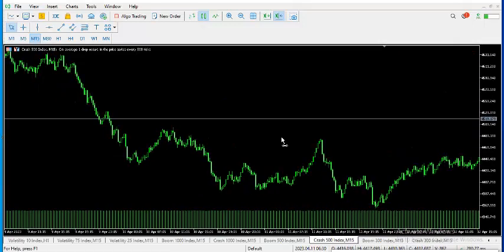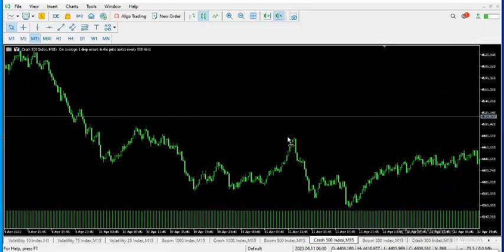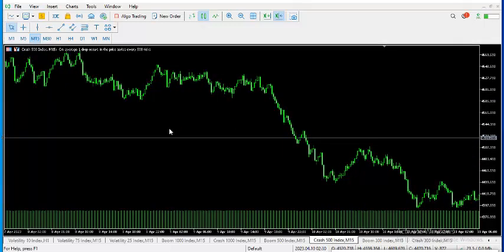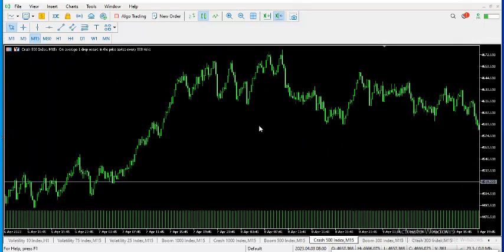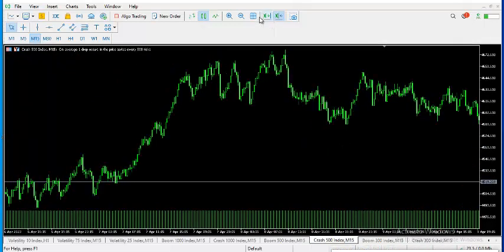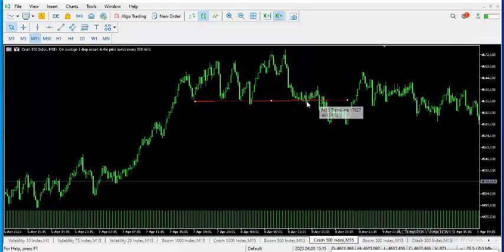This is a very powerful strategy. Like Crash 500, for example. Let's see where we can get a break of structure. Okay, we have a break of structure here. Over here, structure was being broken here. All right, it was being broken here, retraced, finally broken down here.